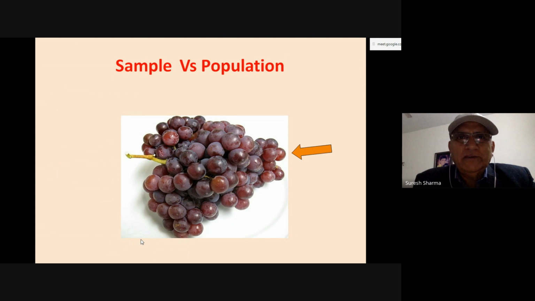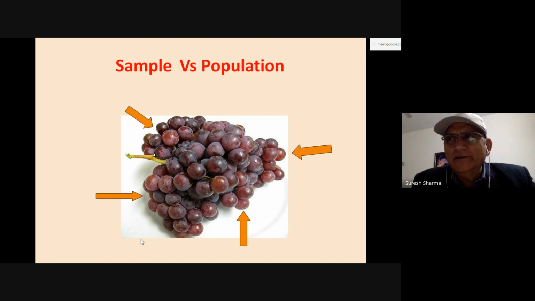But if you ask a person from statistics, he will go one step ahead. He will pick up one from here, another one from here, possibly one more from here. Because what are we looking for? We are looking for a representative sample. Because sometimes the good ones are always at the top and bad ones are hidden behind. And if you're taking a sample only from one corner, it may not give you a very good estimate. So that's why we select a sample in such a way so that it should represent the entire population. That is the idea of showing this picture.